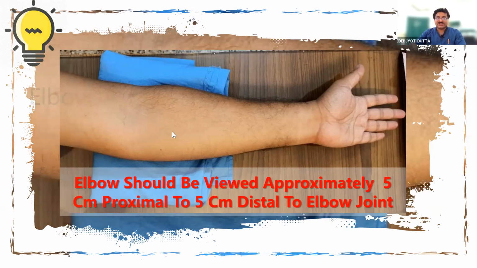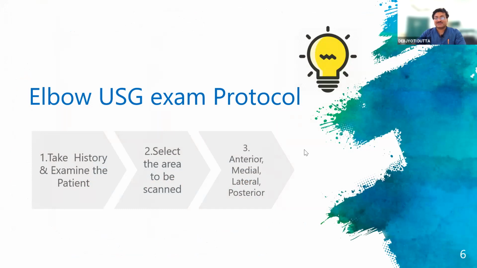So first we will check what are the things we should go for the ultrasound examination of the elbow. First, take history and examine the patient. So what are the common history questions we ask? First of all, where is the pain? Then how long is the pain? Then what are the postures or what are the movements that increase the pain?